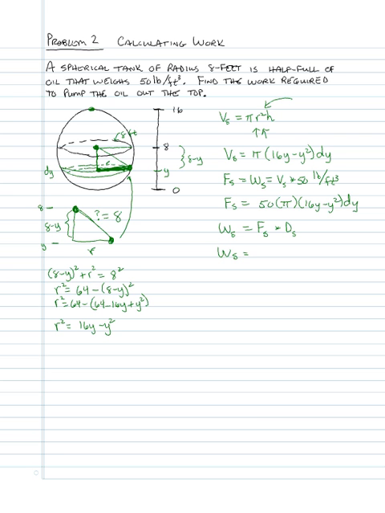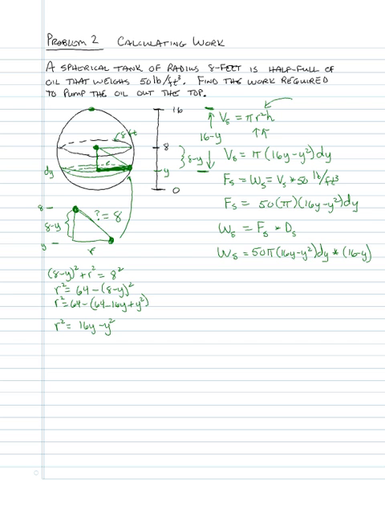Okay, and let me say 50 pi times 16y minus y squared dy. The distance it's going to move, well, look where that slice is. Okay, that slice is at the y value. And so we've got to move that slice from the y value all the way out to the top at 16. And so the distance it's going to move is 16 minus y. It's moving 16 minus y. That's the distance that that slice is going to move.